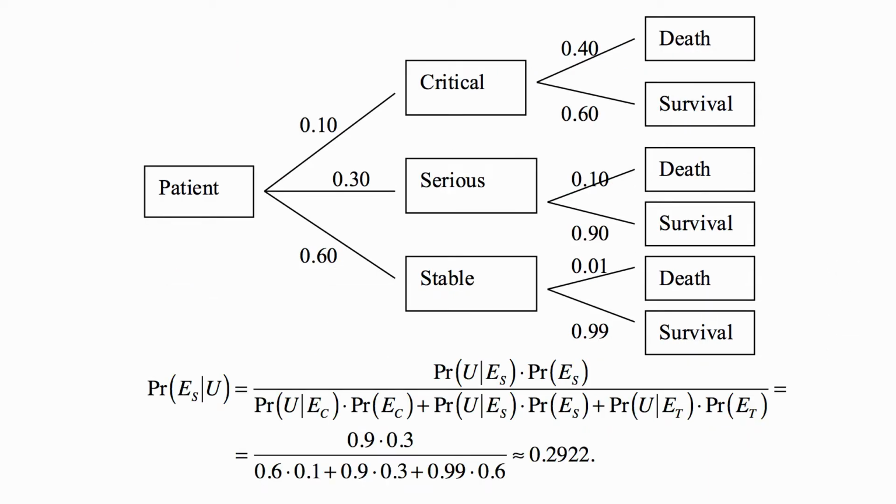And here I repeat the calculation, but now you can see it from the diagram. So the top, the numerator of the fraction, is 0.9 times 0.3, which is the case when you have a serious patient and survival. 0.3 times 0.9. That's the numerator, because that's the situation that we want. We want a serious patient, and U corresponds to survival.